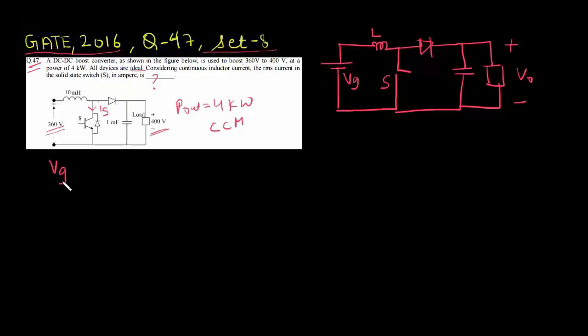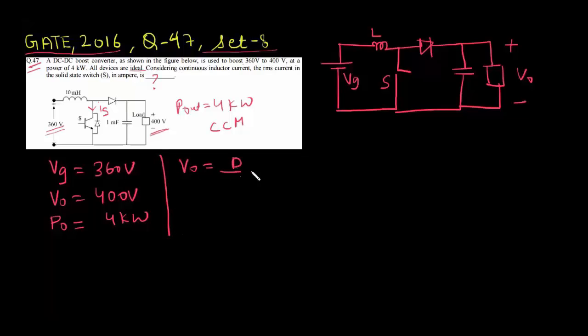So we know that Vg is equal to 360 volts, V naught is equal to 400 volts, and output power P naught is 4 kilowatts. As this converter is operating in CCM, V naught is equal to Vg divided by 1 minus D, where D is the duty cycle. You know V naught, you know Vg, so you can calculate D from here.